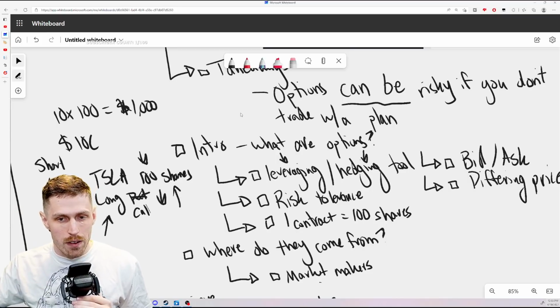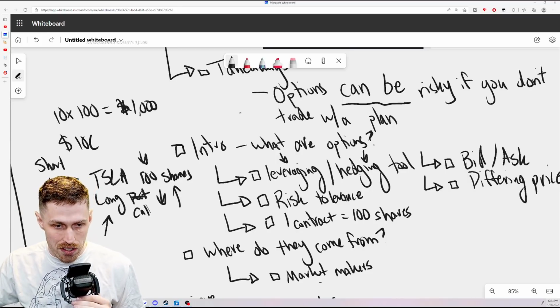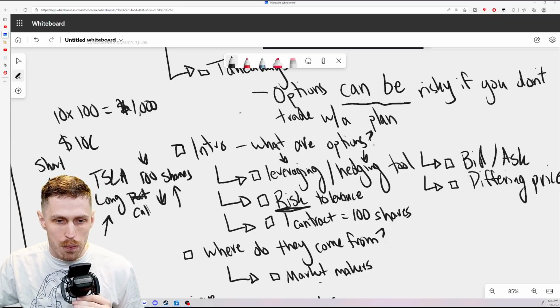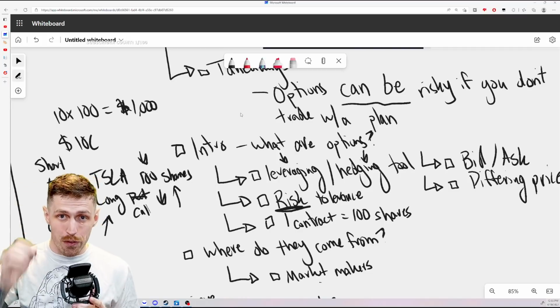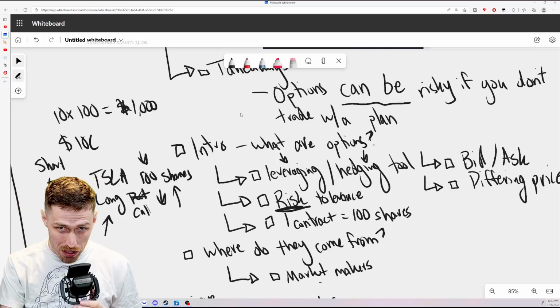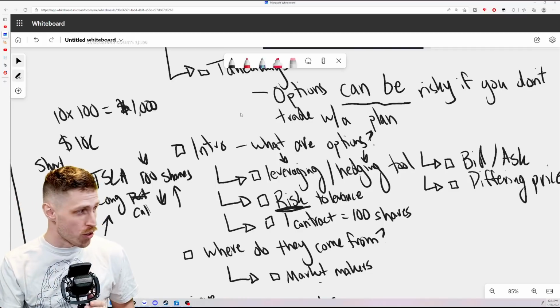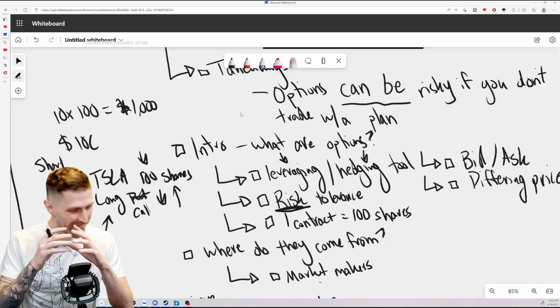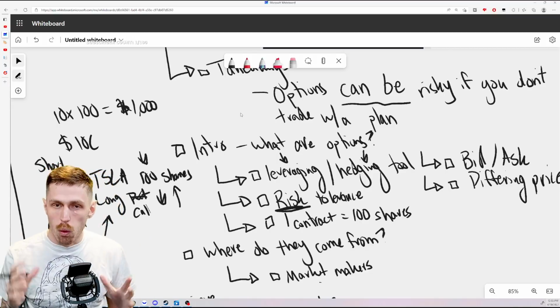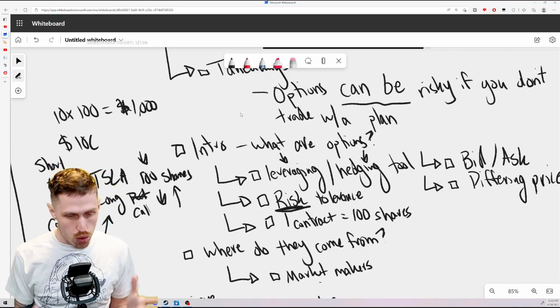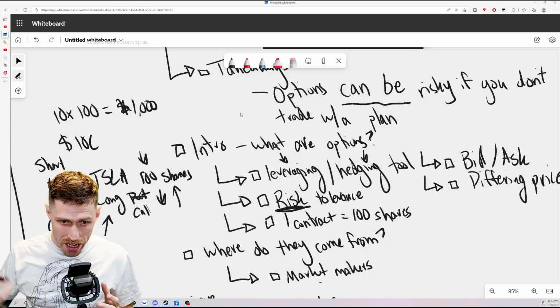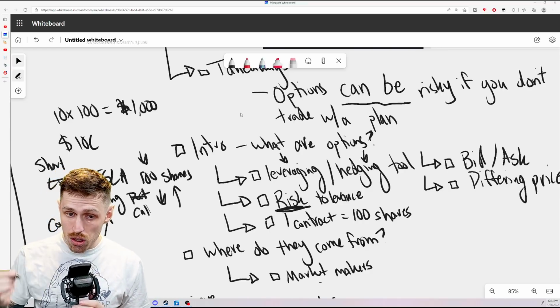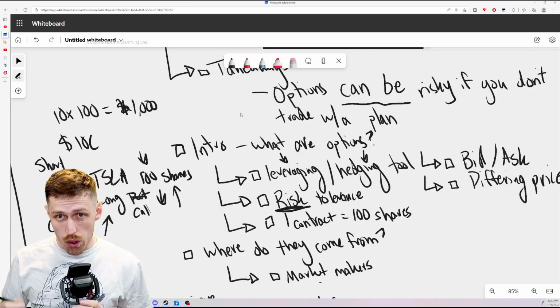From there, we got to dive into the next thing, risk, right? Now, the risk of options is actually pretty fascinating because it can either be a really risky tool that you use if you are not using proper risk reward and strategy and having a plan going into a trade, or it can actually alleviate risk. You can actually do that.